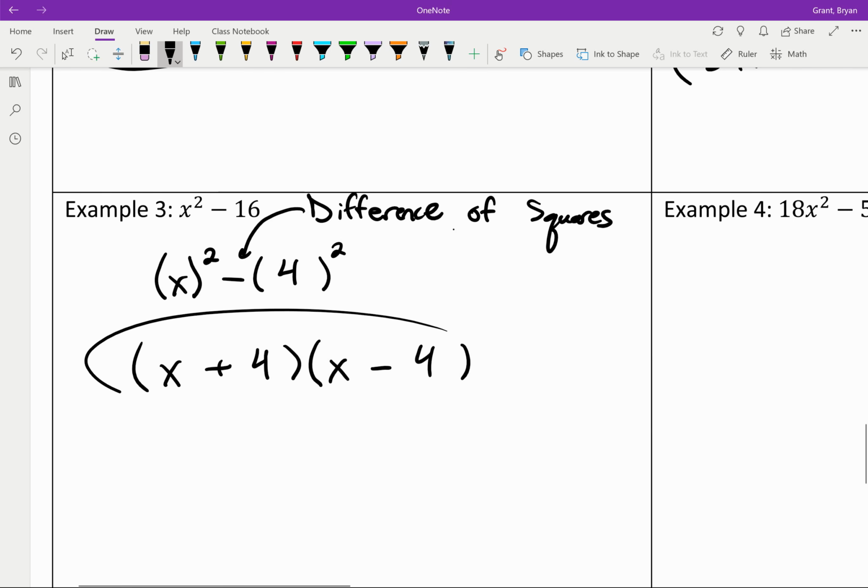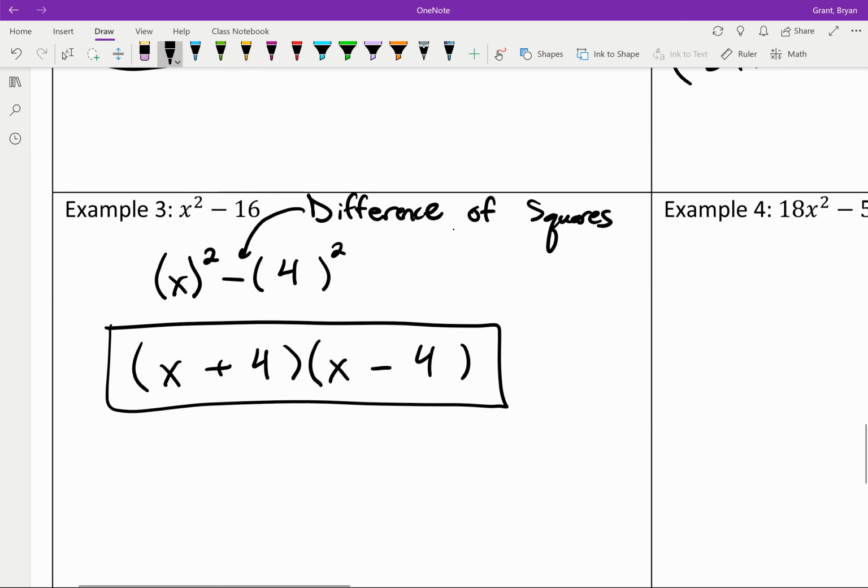You could try multiplying all this out, get all 4 terms, and prove to yourself it matches this. It does, and it's kind of cool, but that's how easy a difference of squares is. You figure out what 2 things are being squared, and then you rewrite it.